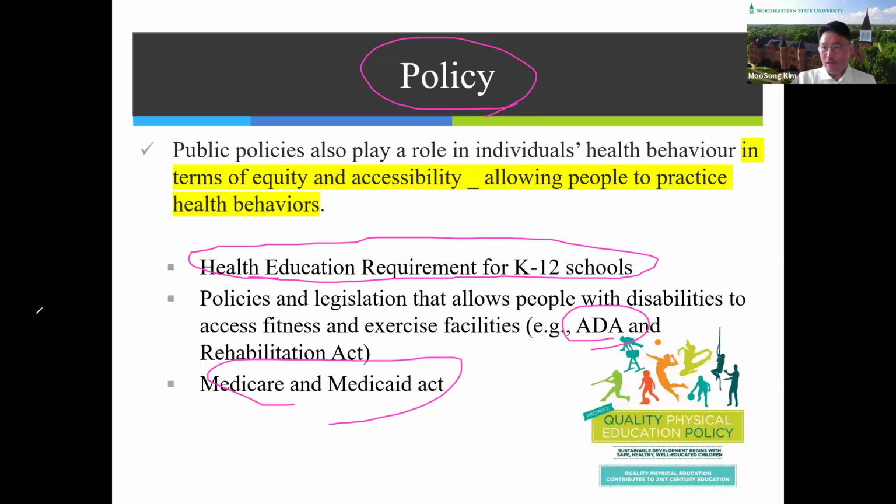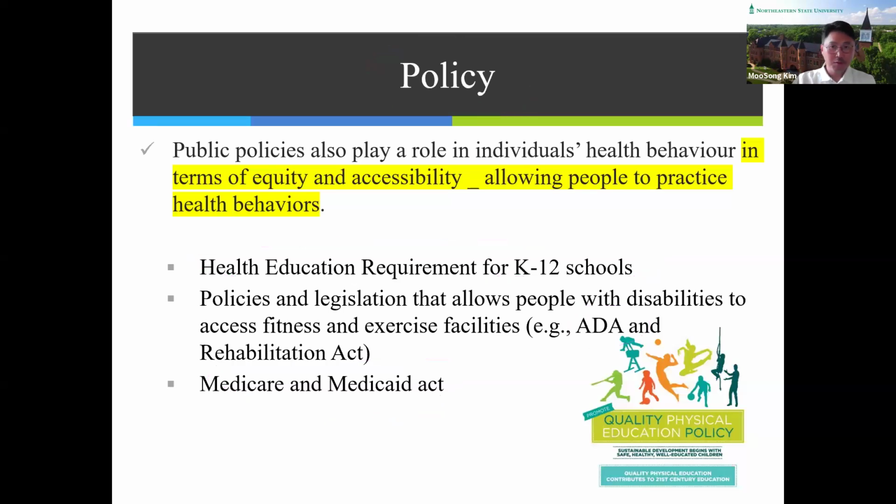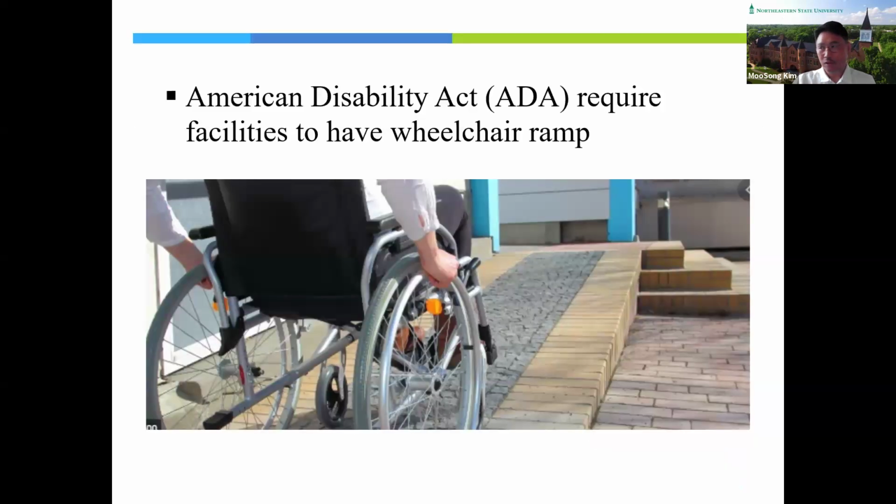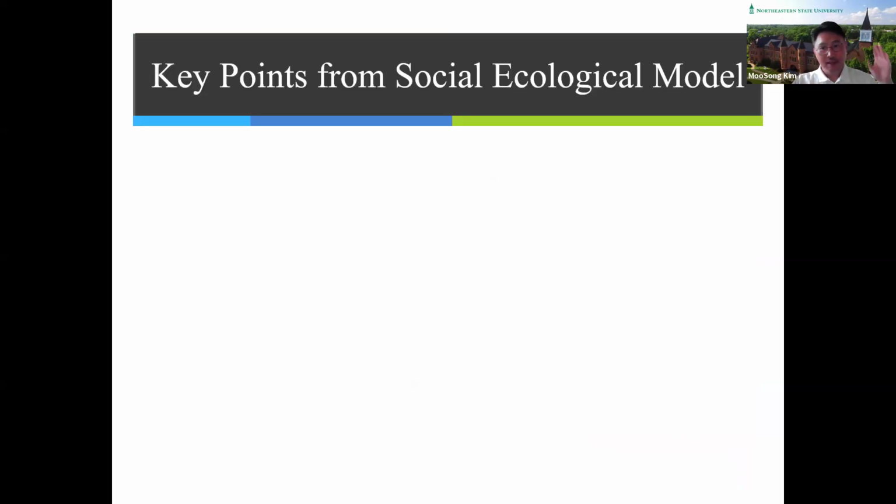So far we have talked about the social ecological model, and we talked about the five different levels: individual level, interpersonal level, organizational level, community level, and public policy level. These factors affect our health behaviors, so we categorize them into different levels: individual, interpersonal, organizational, community, and policy, right?